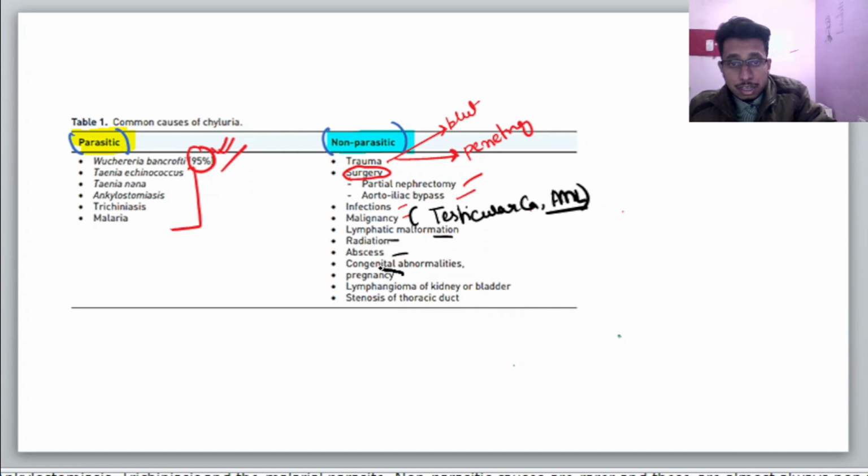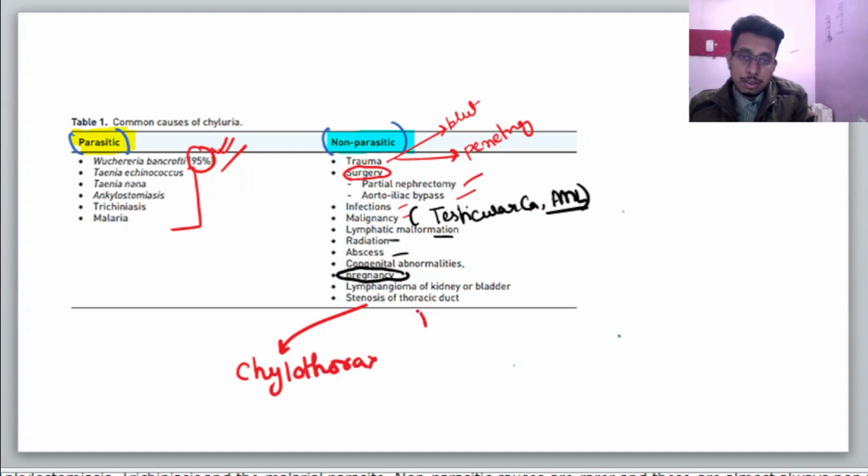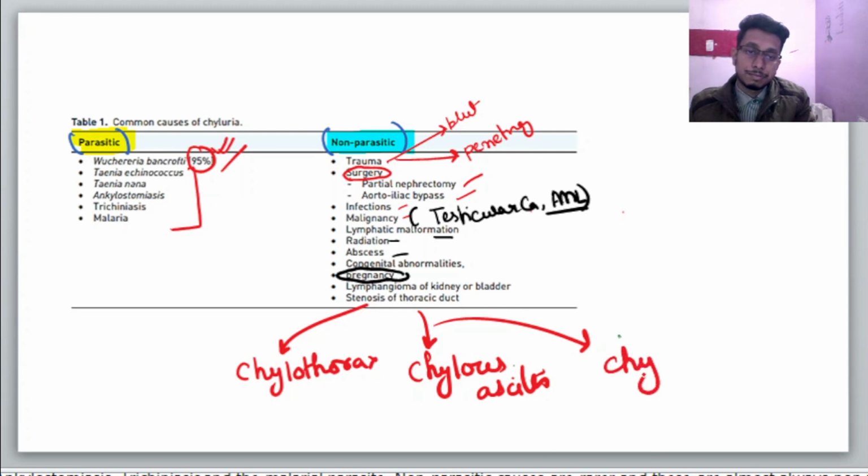Alright. It can also be due to congenital abnormalities, lymphatic malformation, radiation, abscess. It can be due to venous stasis caused by pregnancy, lymphangioma of kidney or bladder, or stenosis of the thoracic duct. Stenosis of the thoracic duct usually presents with chylothorax. It also presents with chylous ascites and chyluria.